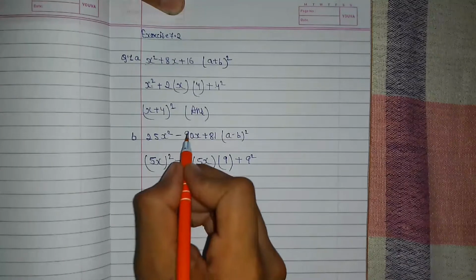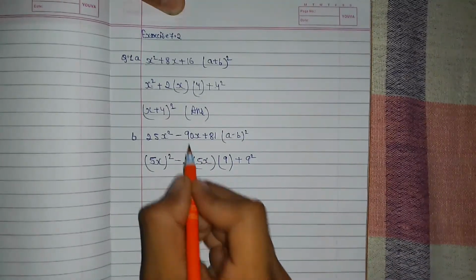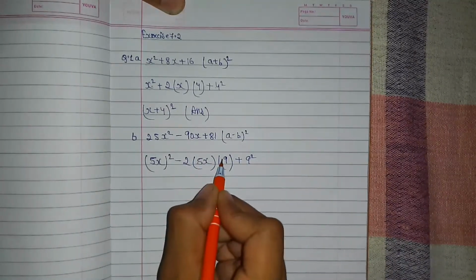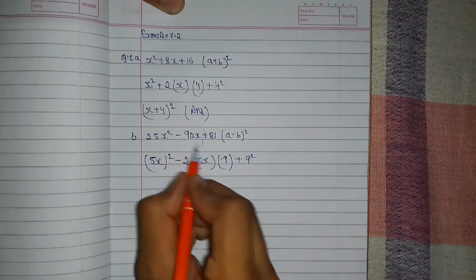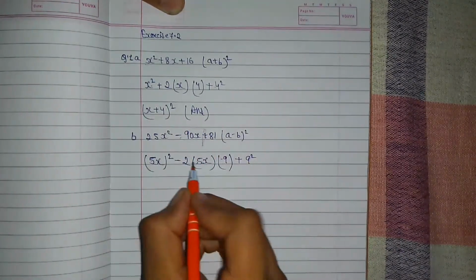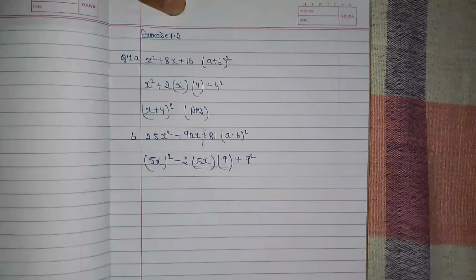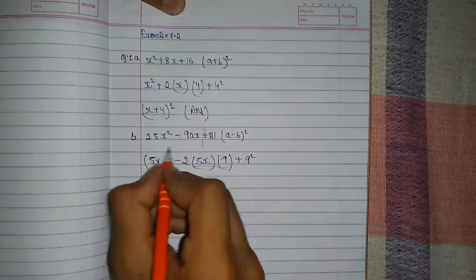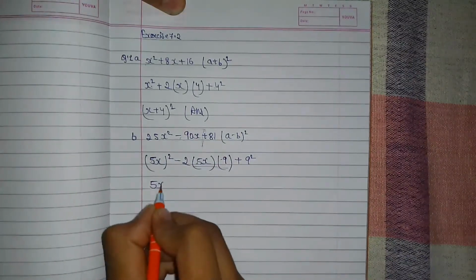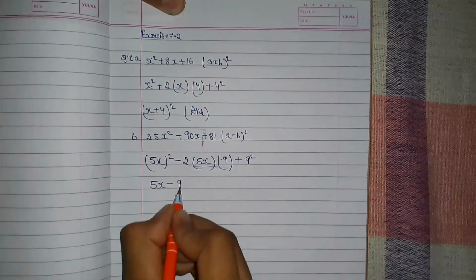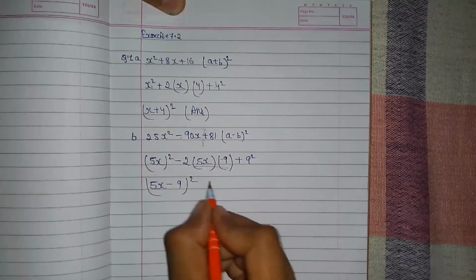Understood? For the verification, if we multiply 2 into 5, 10, and 10 into 9, 90, and 90 into x, 90x, this result comes up, so we can verify that this is the correct procedure. And as this is the property for a minus b whole square, we will write it in this way: 5x minus 9 whole square, and this is our final result.